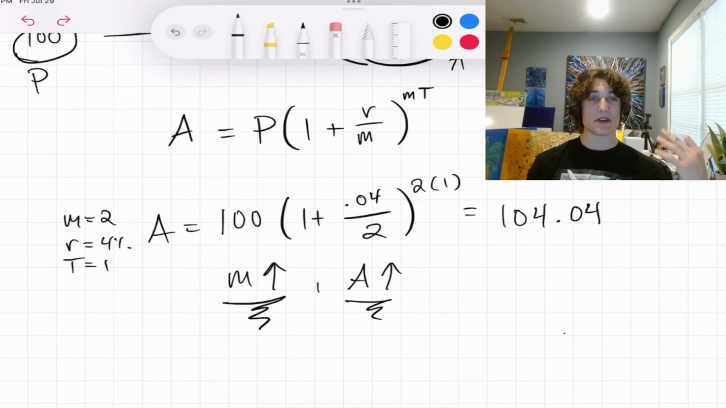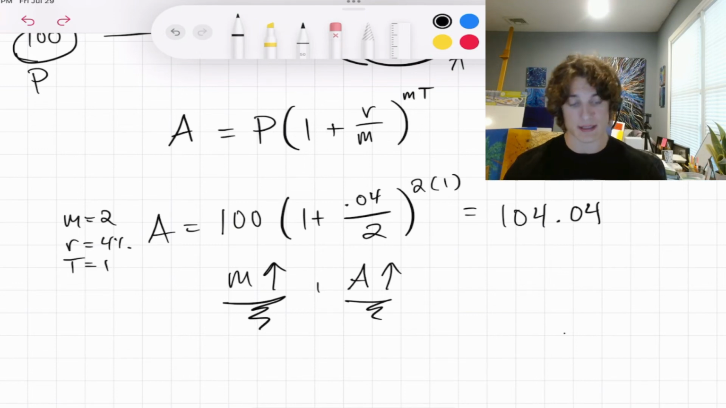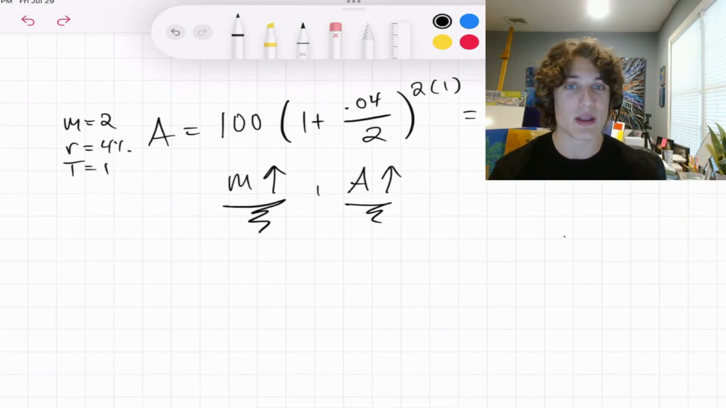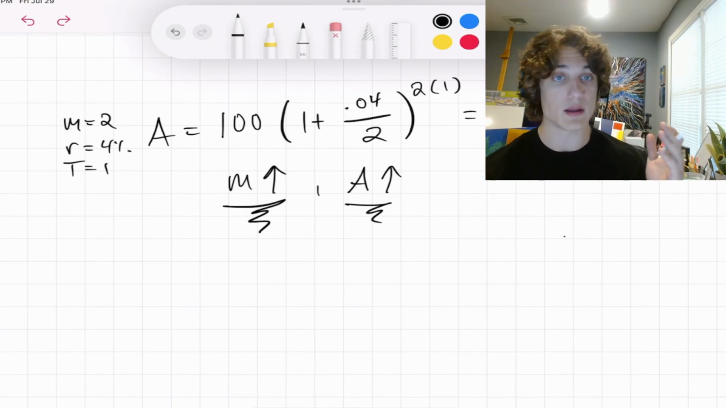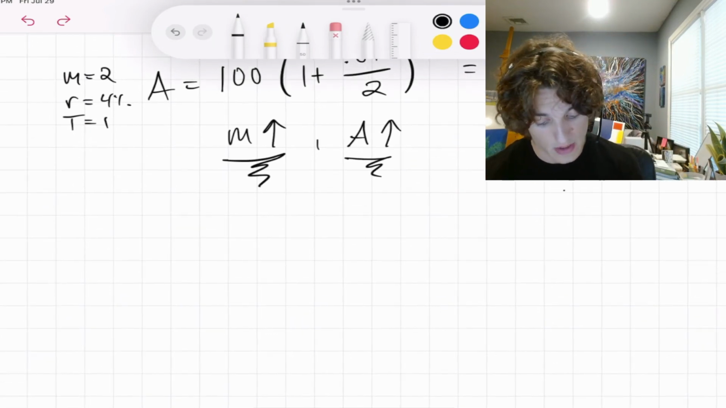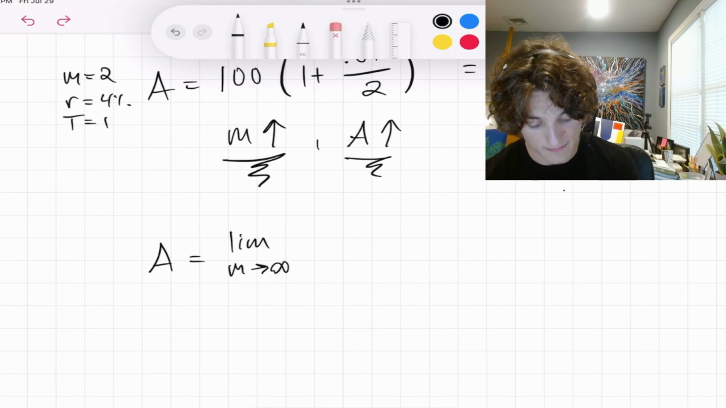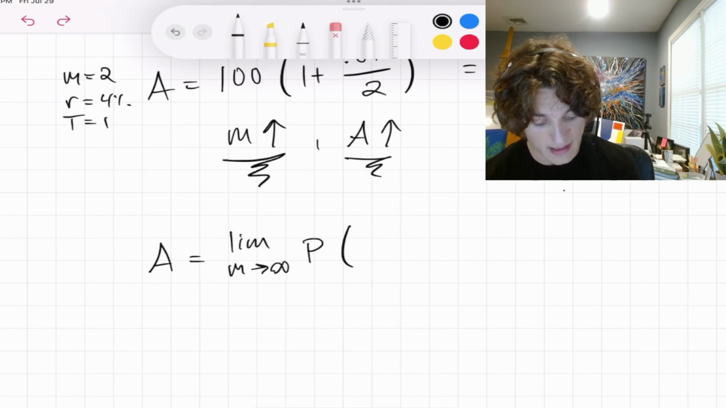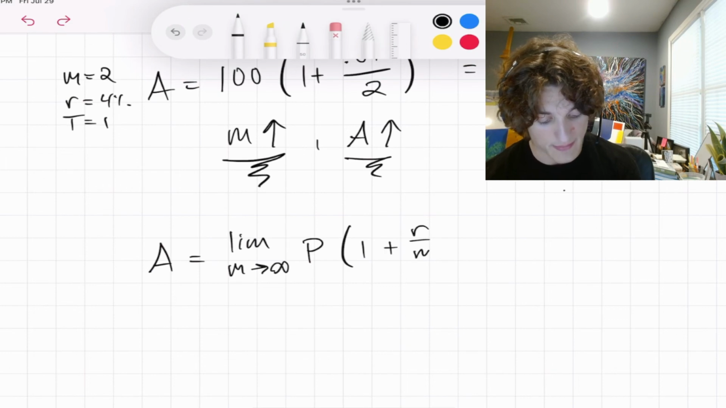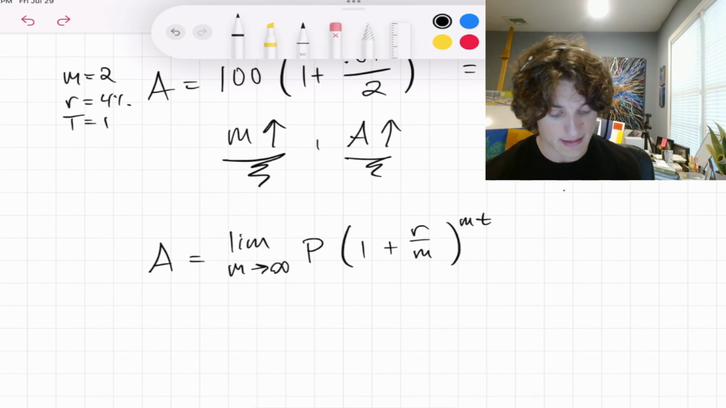How much can we increase M by? How many compound periods, how large of a compound frequency can we have given a particular investment horizon? Well, as it turns out, we can have an infinite number of compound periods within one particular investment horizon. What would this look like? Well, it would be A is equal to the limit as M approaches infinity of P times 1 plus R divided by M raised to the MT.